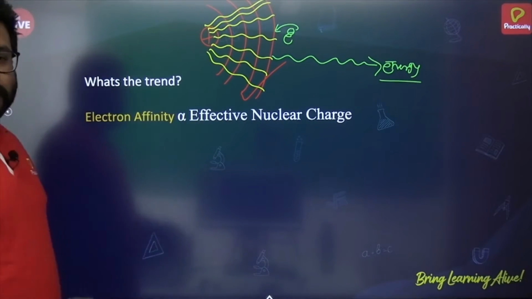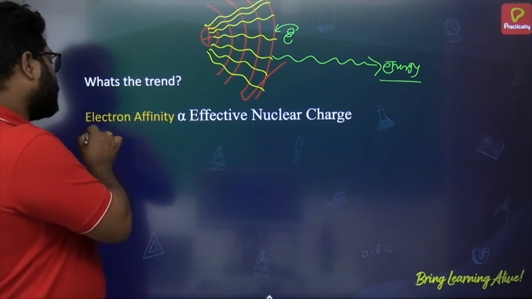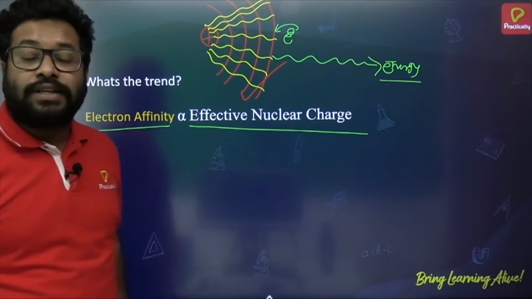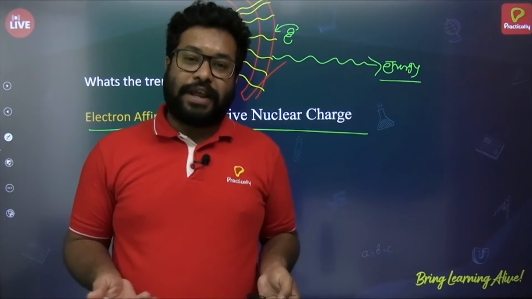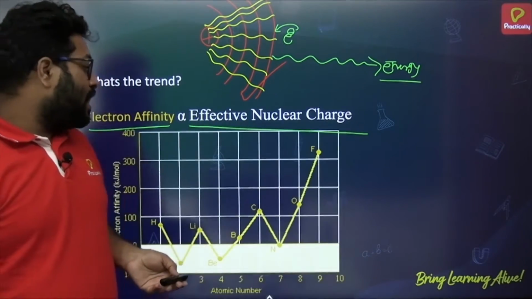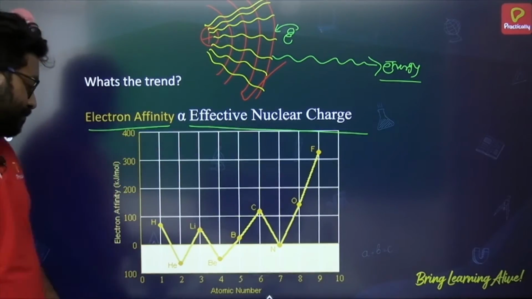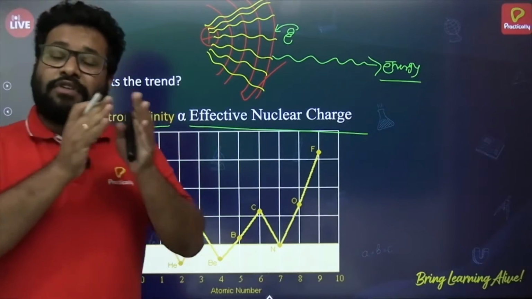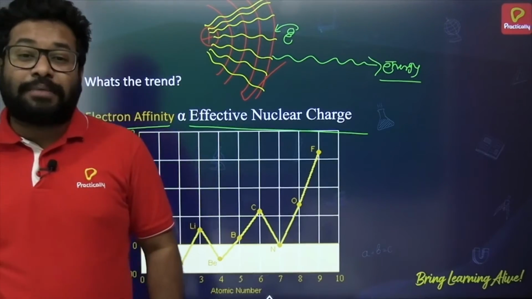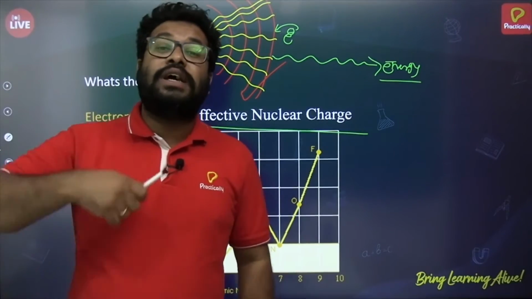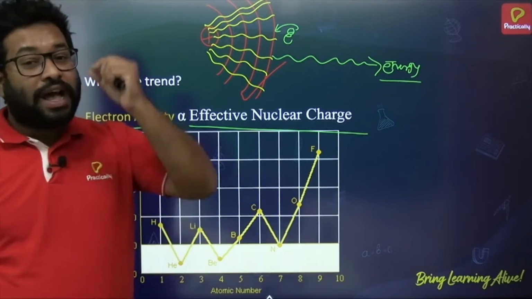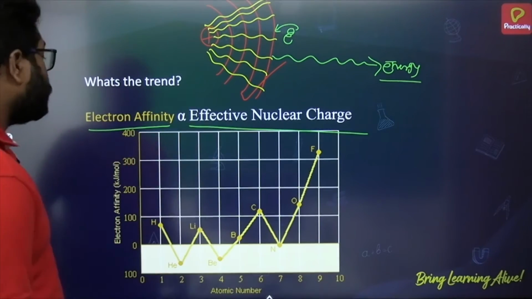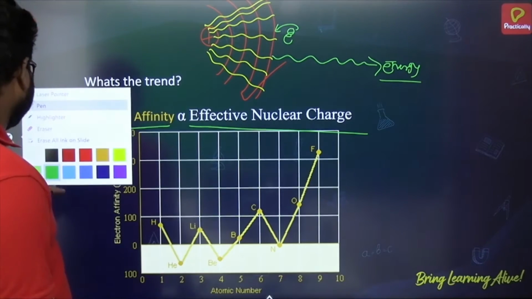So, as per the regular trend, electron affinity is directly proportional to effective nuclear charge. Now we know the periodic properties, right? What are the periodic properties? See, as you are moving in a period, from left hand side to the right hand side, what happens is that nuclear charge increases. So as the nuclear charge increases, electron gain enthalpy would also increase. You will see that here.